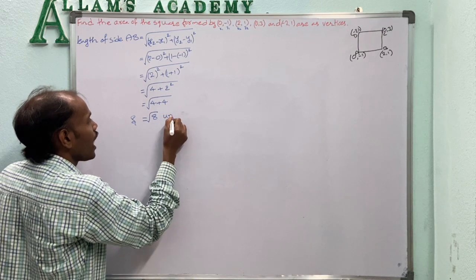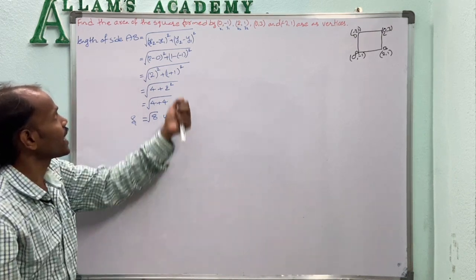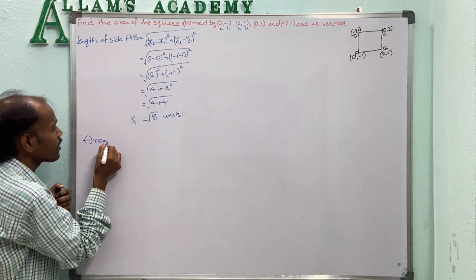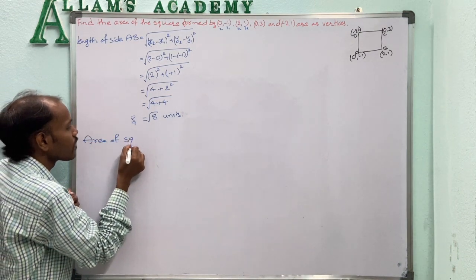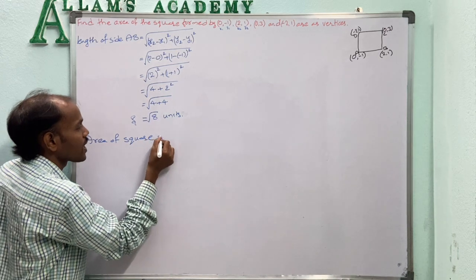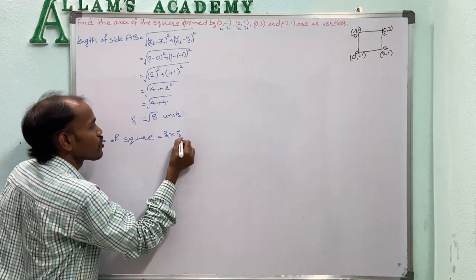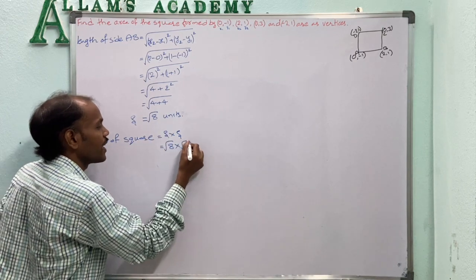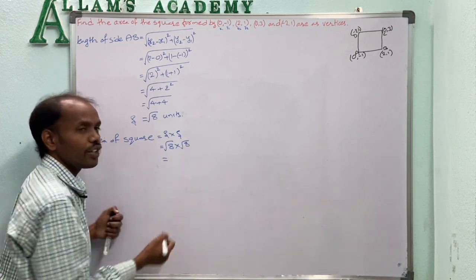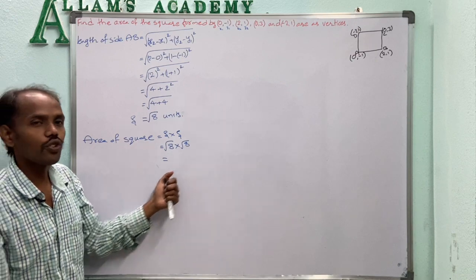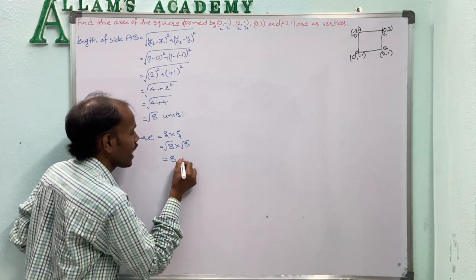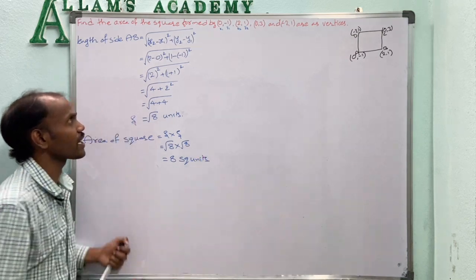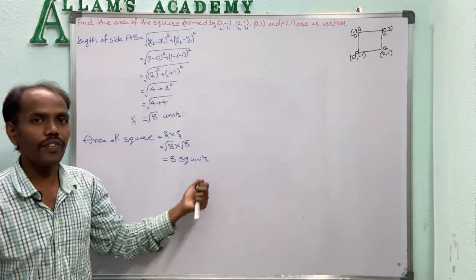Now we have to find the area of the square. The area of a square is equal to side into side. One side length is root 8, and the other side length is also root 8 units. Root 8 into root 8 is nothing but 8. So the area of this square is 8 square units.